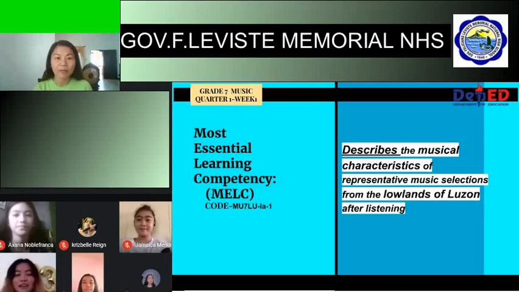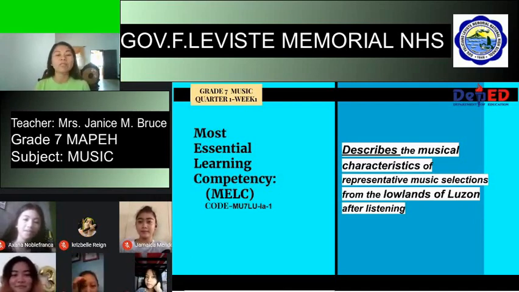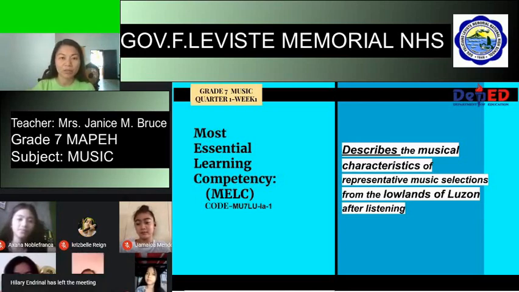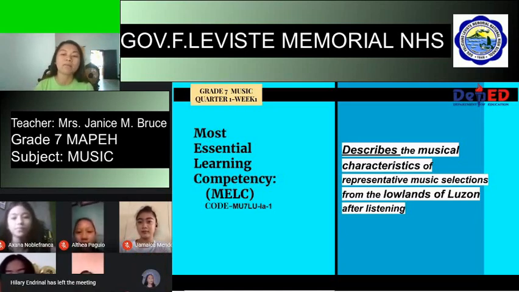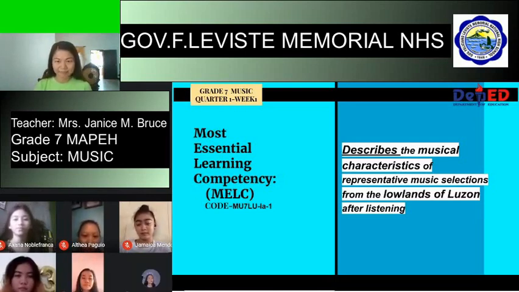Okay, so we'll have our music class today, and we are going to base it in our most essential learning competency, or MELC, as we call it for the teachers. This is actually our Bible. It is based on our code MU7LU-IA-1. In general, our main objective is to describe the musical characteristics of representative music selections from the lowlands of Luzon after listening.